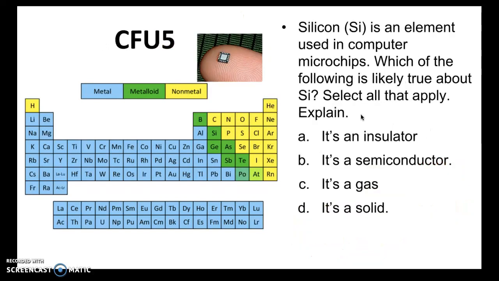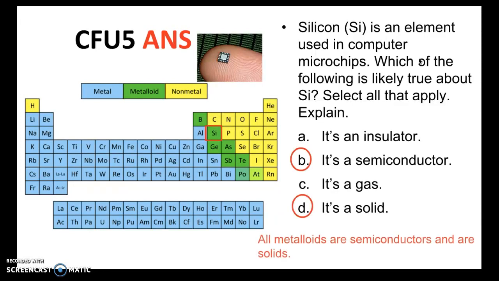Next CFU. Silicon is an element used in computer microchips. Which of the following is likely true about silicon? Select all that apply and explain. So you can select one or more of these. Here is silicon in the periodic table, if that's helpful. Pause the video now. When you press play again, the answer will be revealed. Great, so the answer here is B and D, and that's because silicon's a metalloid, and all metalloids are semiconductors and are solids.